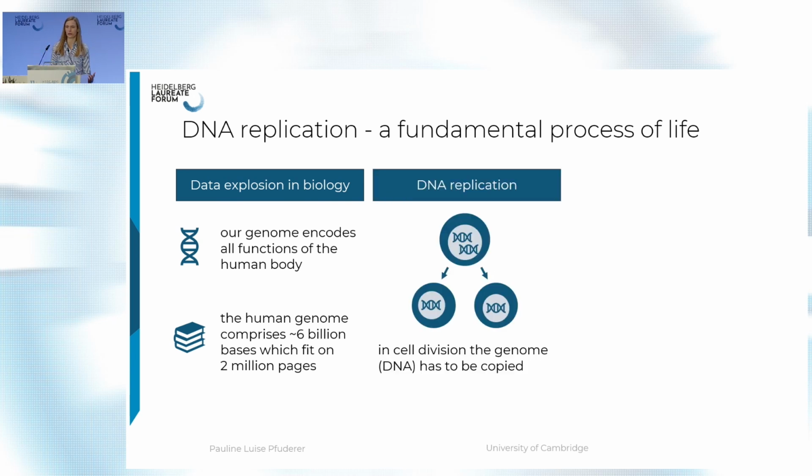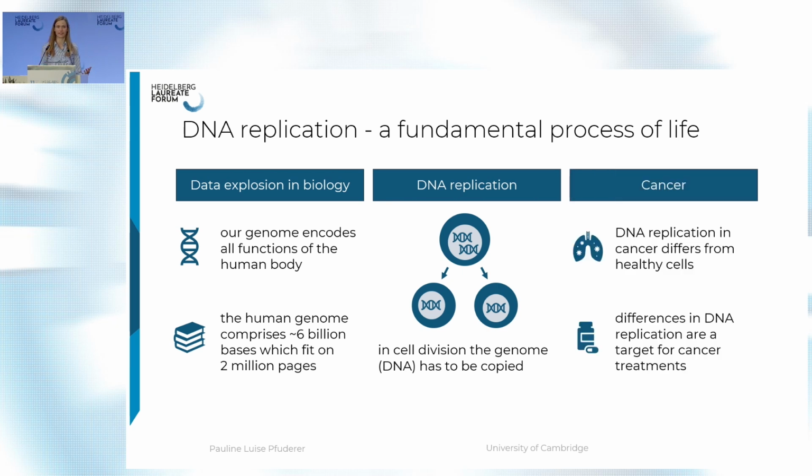The most fundamental process of life is cell division, where one cell gives rise to 2 daughter cells. And in preparation for this process, the whole genome has to be copied to be passed on to each of the 2 daughter cells. And we call this process DNA replication. Now, in cancer cells, this DNA replication process is slightly different from healthy cells. And we can use this difference to develop treatments that specifically target the DNA replication process of cancer cells.